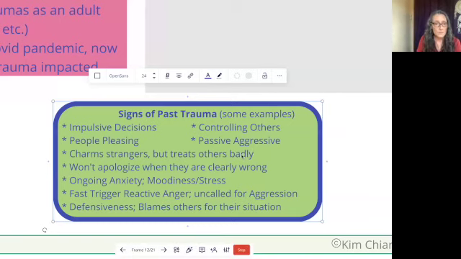One of the ones I wanted to look at here was the third bullet down, charming strangers, but treating others badly. So you could be on a team and that coworker is treating everyone on the team just awful, but a leader comes in, or another team comes in, or another department comes in, and they are just so nice to them. And you're like, wow. The other thing is having a short fuse, the fast trigger reactive anger. Ongoing anxiety and moodiness and stress can also indicate you're a little higher on that spectrum for trauma.